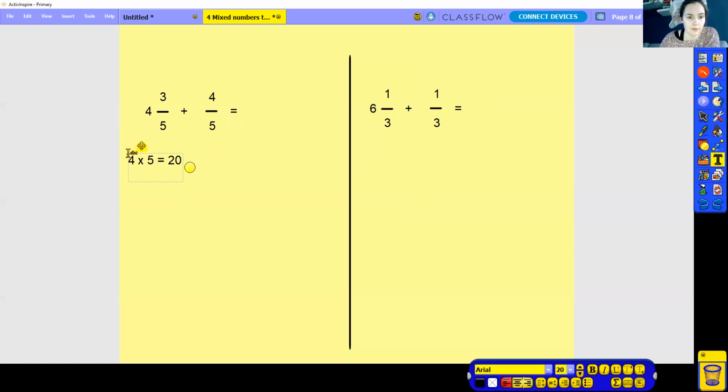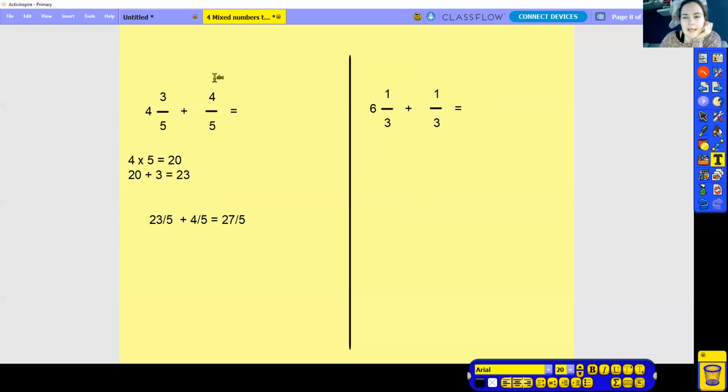Then we're going to add the 3. 20 add 3, which gives me 23. So we've got 23/5. So this side here is 23/5, and we're adding on 4/5. So 23 add the 4: 23, 24, 25, 26, 27. So we've got 27/5 on the left-hand side.